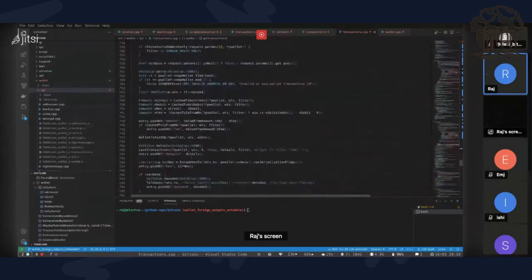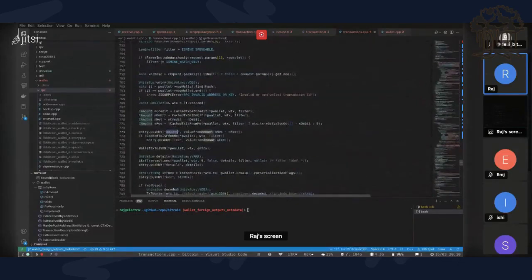And here you can see the push value amount is being pushed in that output JSON. And this value from amount is calculated from nNet and nFee. And nNet is calculated from nCredit minus nDebit. And this is where the interaction with our outputs versus other outputs happens.